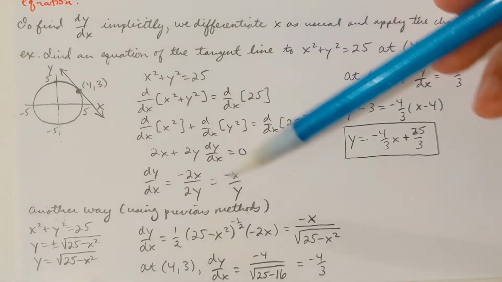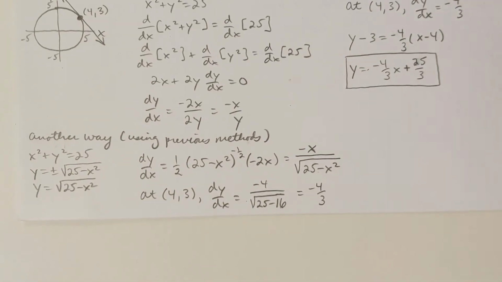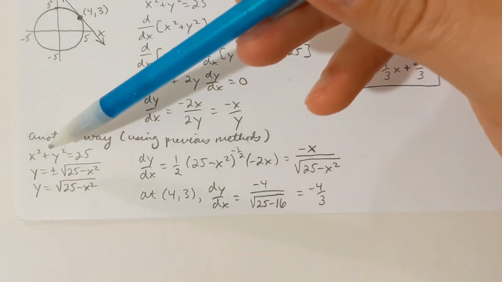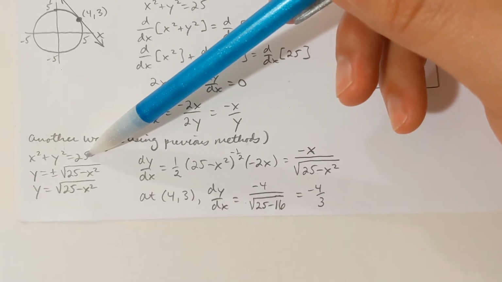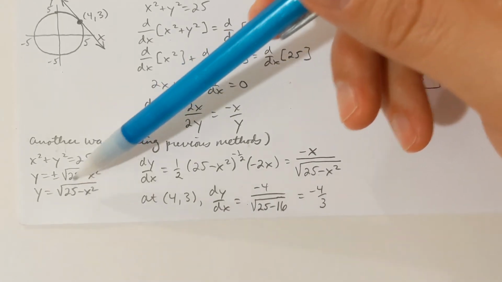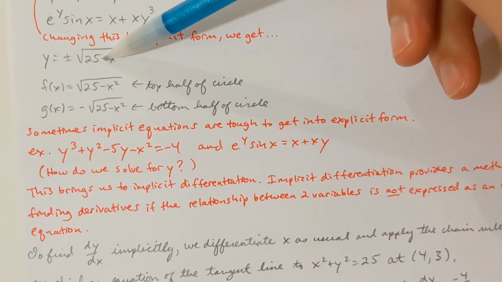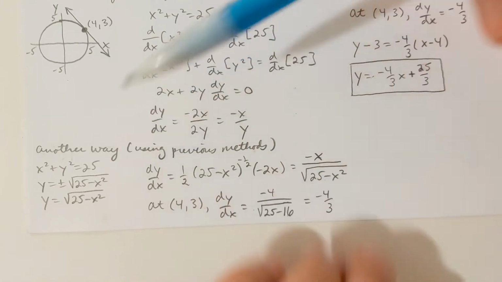Now, the way that we did the calculation is not the only method that we could have used. We could have used the previous methods. So here's another way using the previous method. x squared plus y squared equals 25 is an implicit form. If I get that into explicit form, solve for y, we already did that earlier, right here. So y is equal to plus or minus the square root of 25 minus x squared.